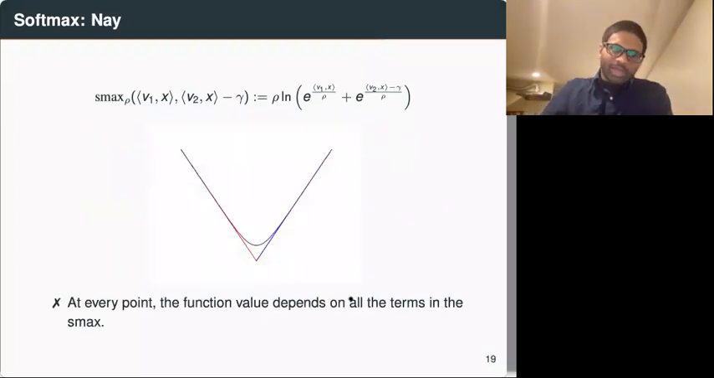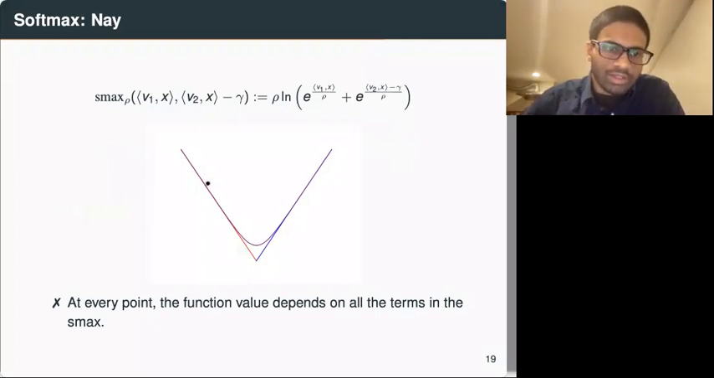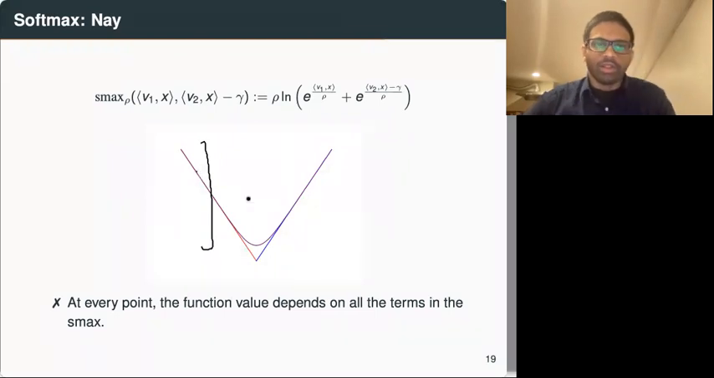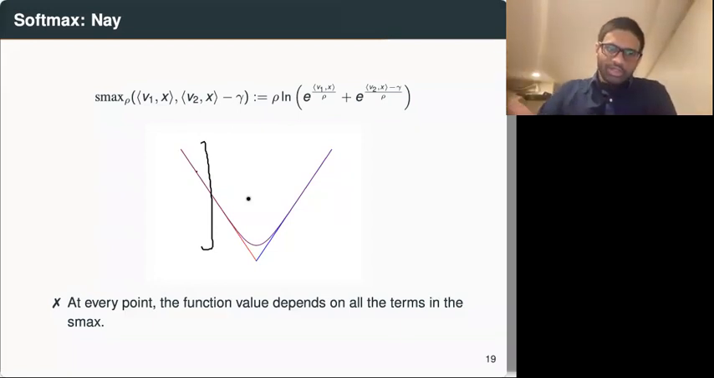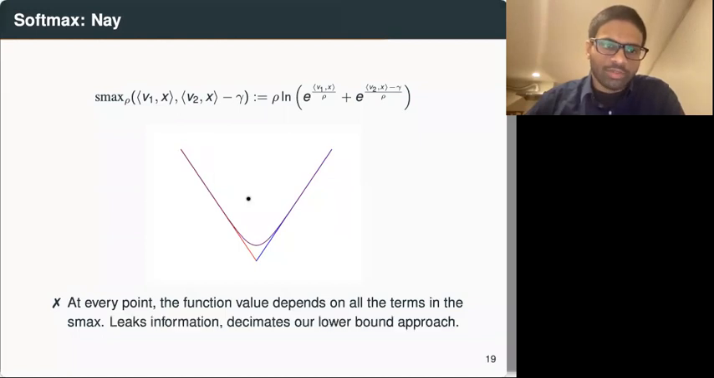The problem with softmax is that if you take any point, even the place where the first query was happening, and you query the softmax at that point, you're getting the purple answer, which is slightly larger than the red answer. So it is actually leaking some information about V2, and that's exactly what we didn't want. So using softmax, it seems like it completely decimates our lower bound approach.